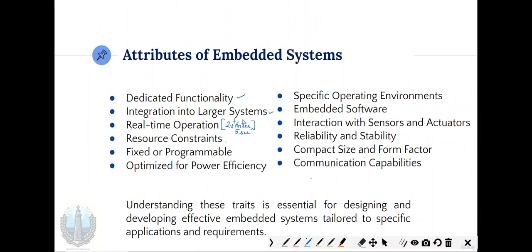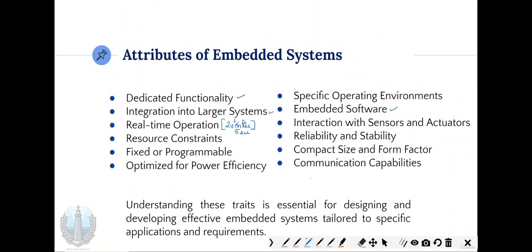Then it comes with a very serious resource constraint. When I say resource constraint, in terms of its processing capability, its memory capability, and most of the time it would be programmable, and it has to have very optimized power efficiency. Then it will work in a specific operating environment only, and it is completely driven by the software that is embedded onto it.